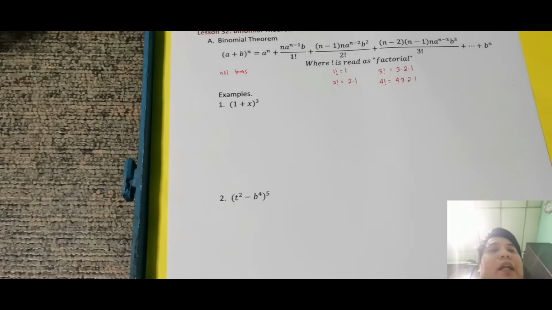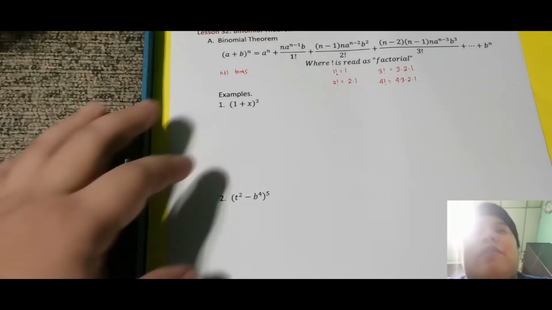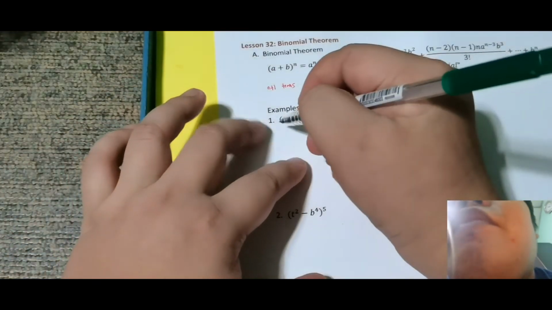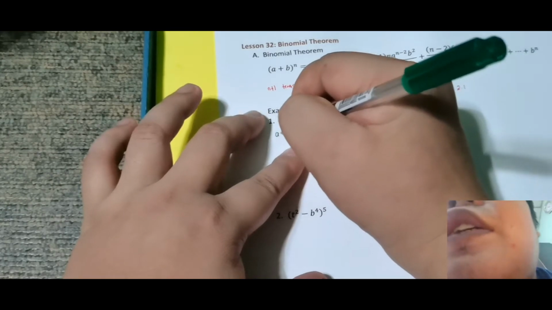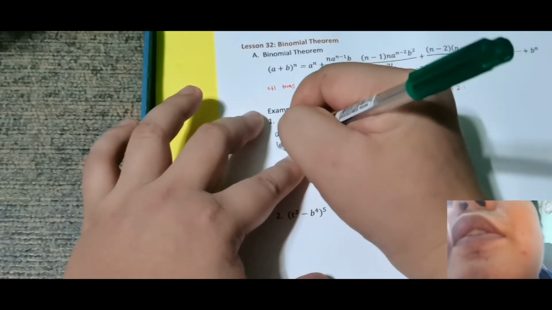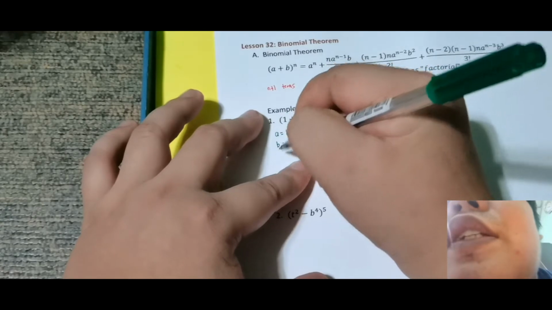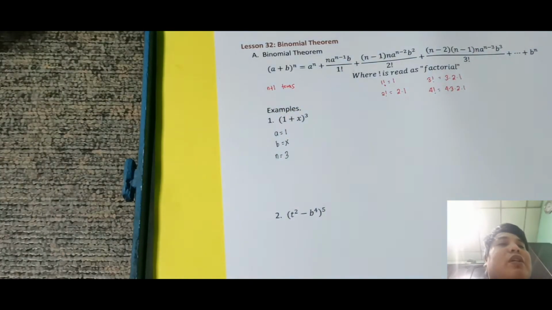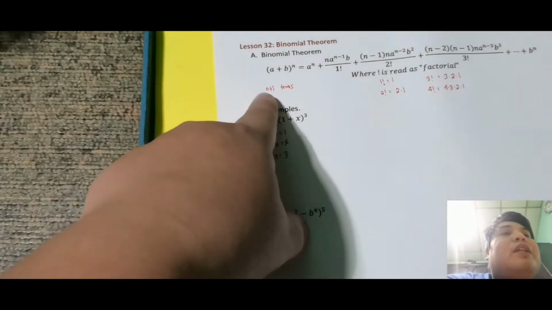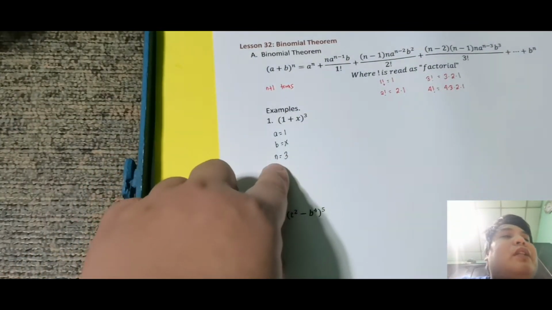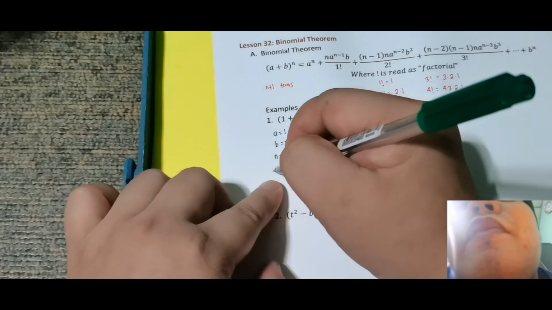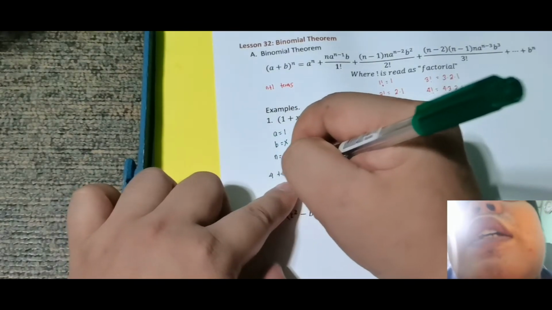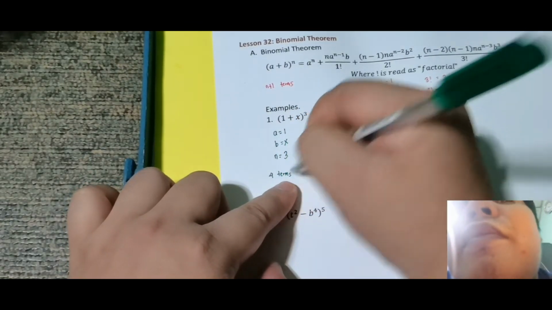So sabi ko nga, identify natin si a, ano si b. Okay, so ito, lagay ko sa gilid. So dito, si a is 1, si b is x, si n is equal to 3. So ilang terms siya expected natin? Since expected natin is n plus 1 term, so meaning ang expected natin is 4 terms. Okay, so kasi nga n plus 1 term siya.